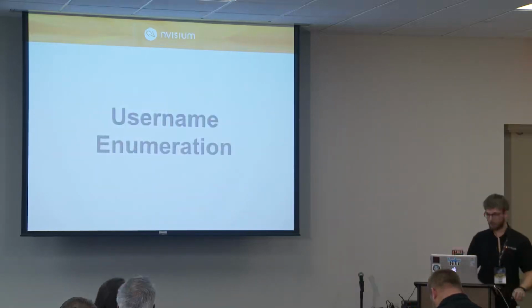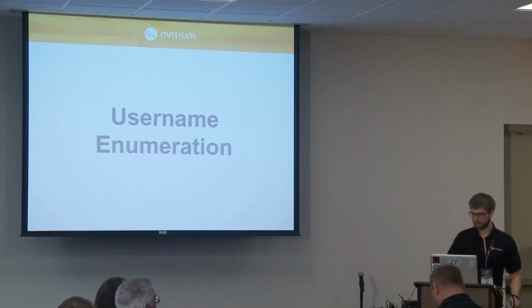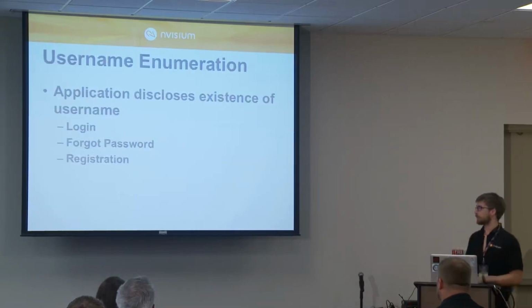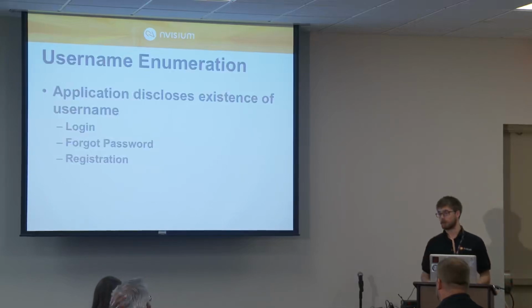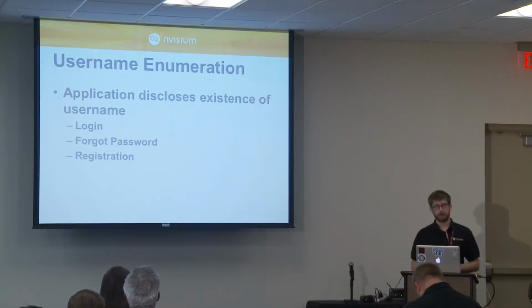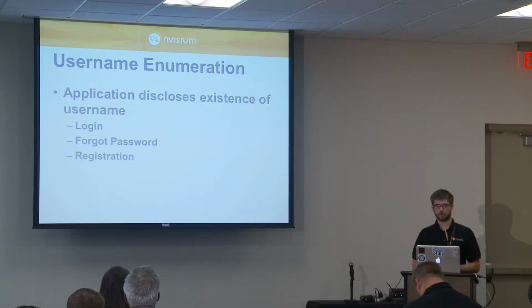All right, username enumeration. Who here knows what this means? Okay, that's probably a good thing. So this is a very common finding, and it occurs when the application discloses existence of a username or an email address. And we see this, like I said, very commonly, normally in login mechanisms, forgot password mechanisms, and also almost all user registration mechanisms are vulnerable to this.